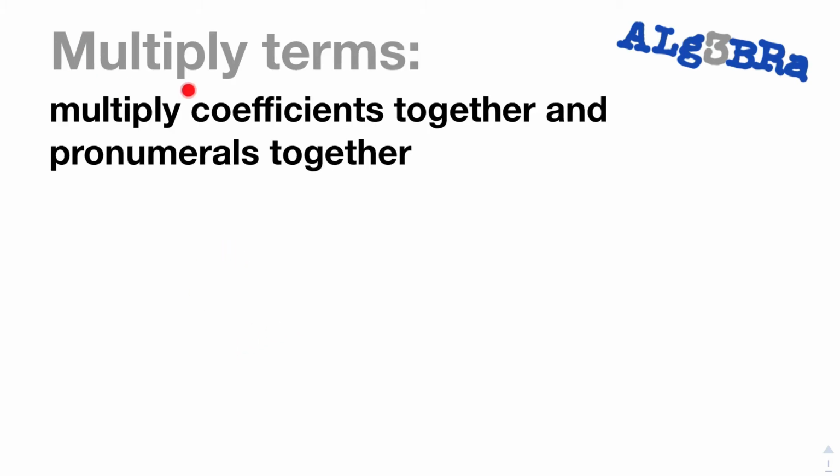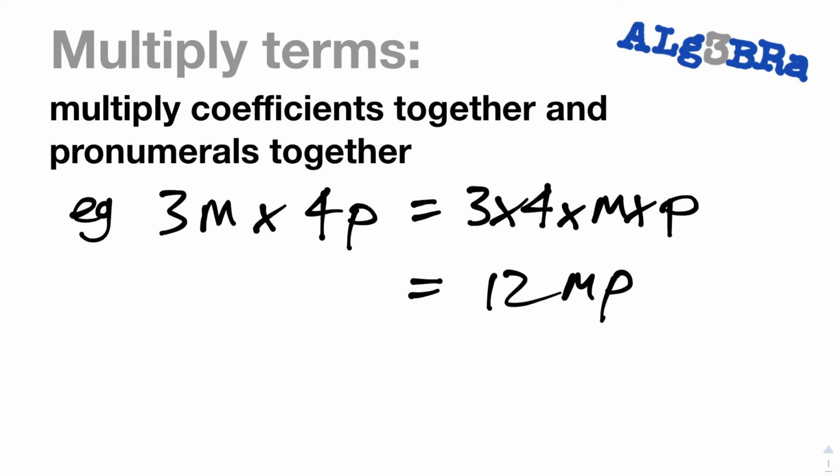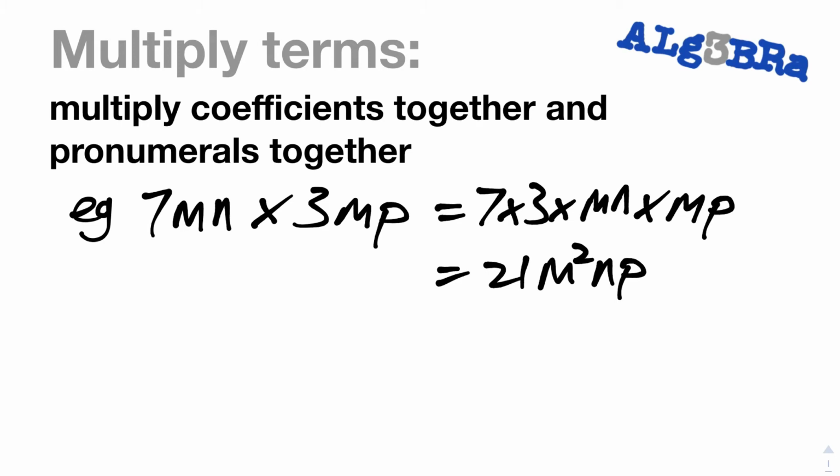When we come to multiplying terms together, we multiply the coefficients together and the pronumerals together. So here we would just multiply 3 and 4 together and m and p together, and we would end up with 12mp. In this little harder example, we're still going to have 7 times 3, and we're going to have mn times mp. So we'll end up with 21m squared np.